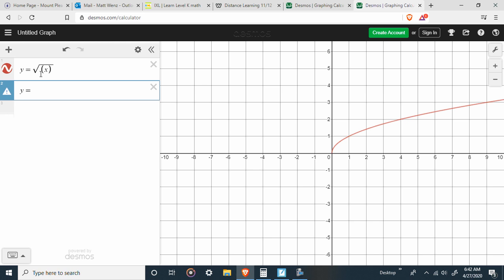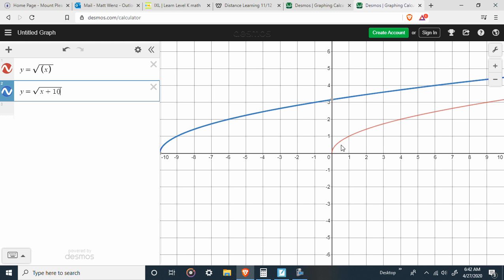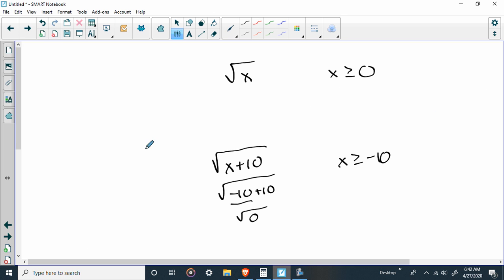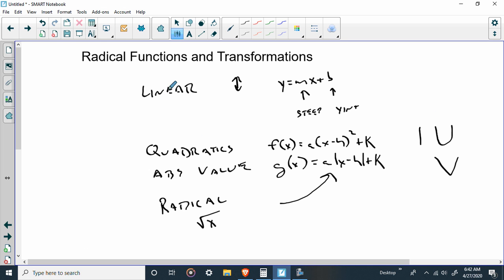y is equal to the square root of x plus 10. And if you noticed, it shifted over 10 spots, right? It shifted over to negative 10, right? And I know what you're thinking is, hey, that's what we expected, right? Typically, for all of our other functions, it was always negative h. It's always the reverse of what was inside the parentheses.